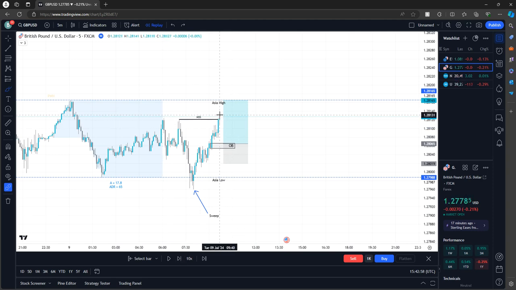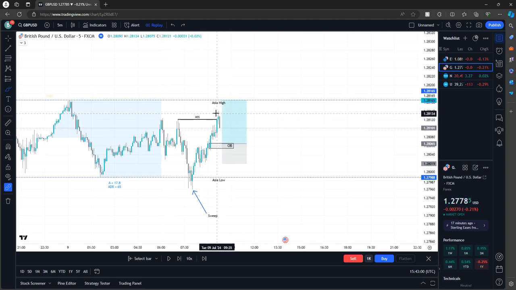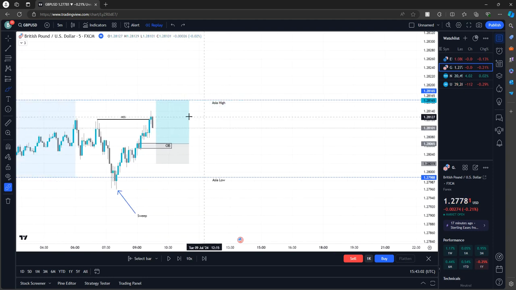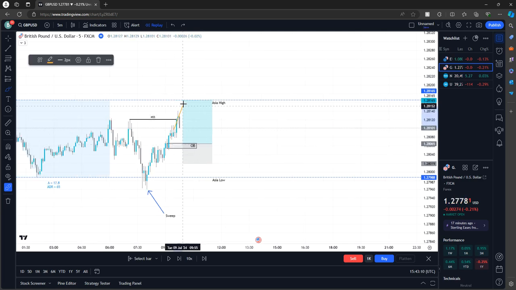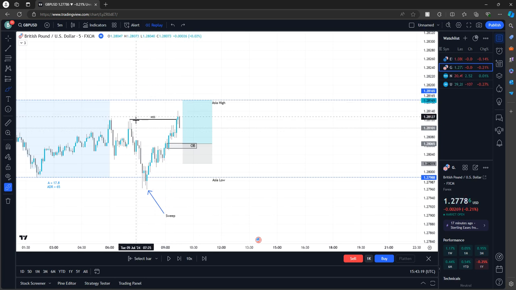However, in this scenario, we had a candle close above the market structure shift. We had a candle body close above. That's how we know that that is confirmed to the upside. So now we've changed trend with our market structure shift. We've had our sweep. We've had our market structure shift. We can now look for an entry.